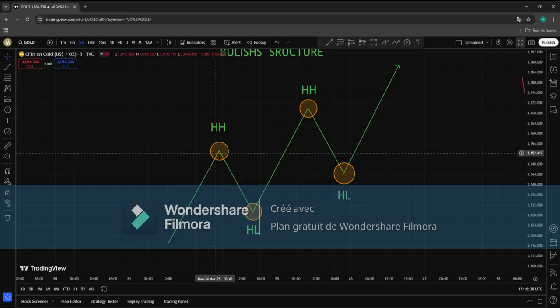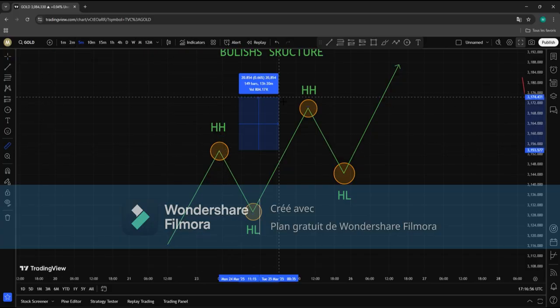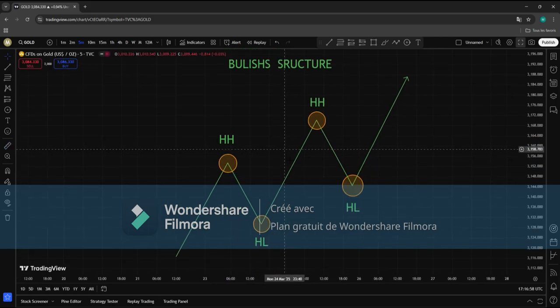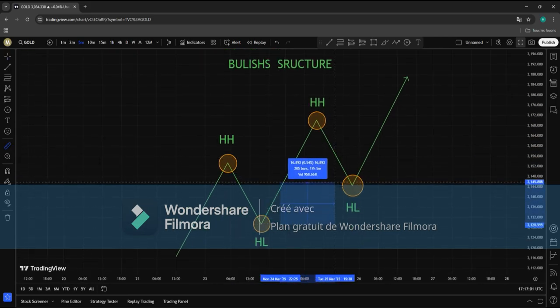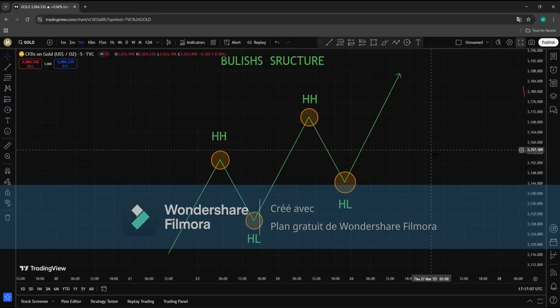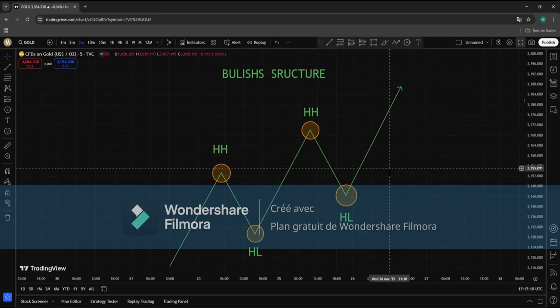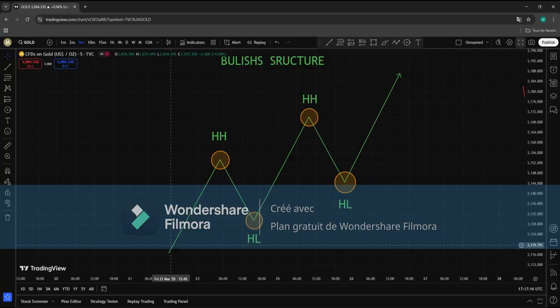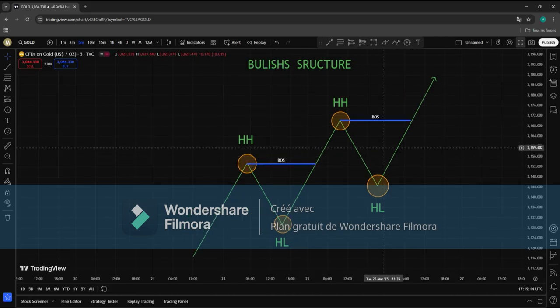up level. Like this, we have a higher high and this grows with, I think, 200 pips, and this with 1800 pips. Yes, this is a bullish structure. But what we see: the market goes to the higher high and goes to the higher low and breaks this higher high. The break of the higher high, we name it the BOS.